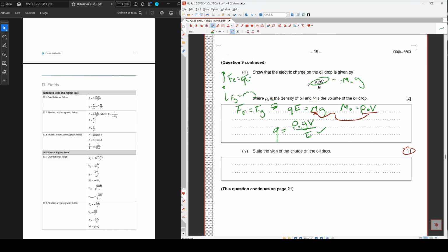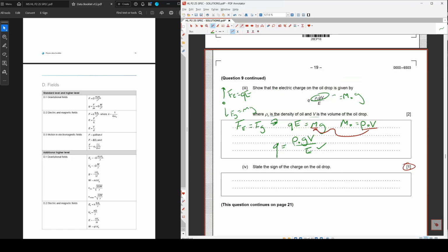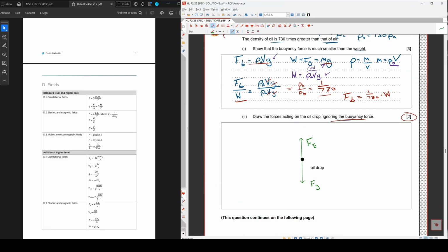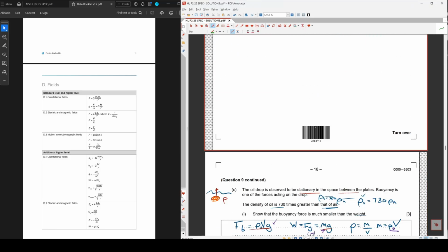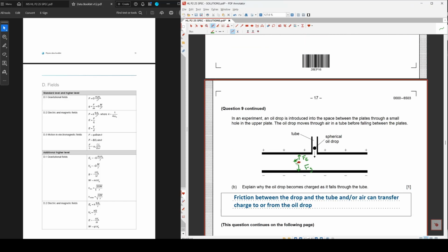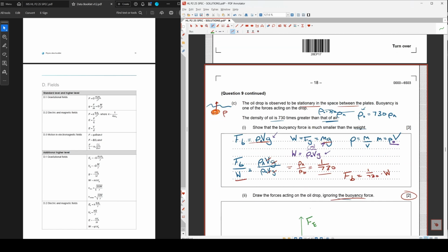And state the sign of the charge on the oil drop. Well, let's picture again what's happening. There's an electric force upwards. I want to go back to my first thing of the plates. What kind of charge would be pulled upwards by a positive and pushed away by a negative? That sounds like a negative charge to me. So we're going to say negative.